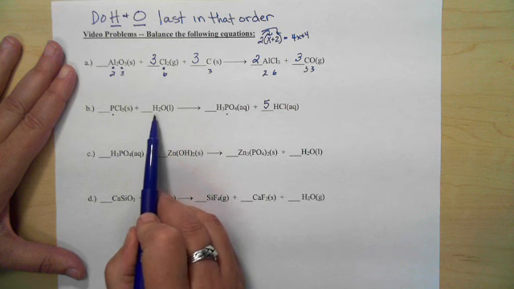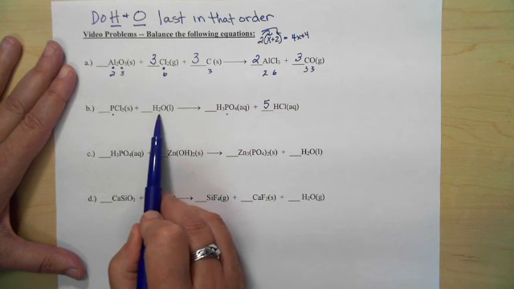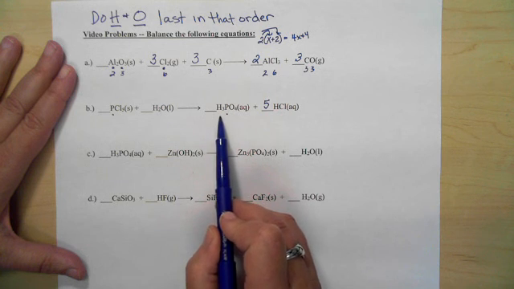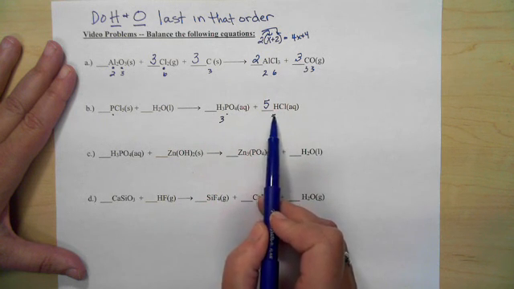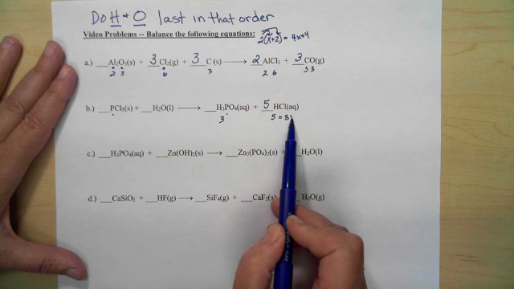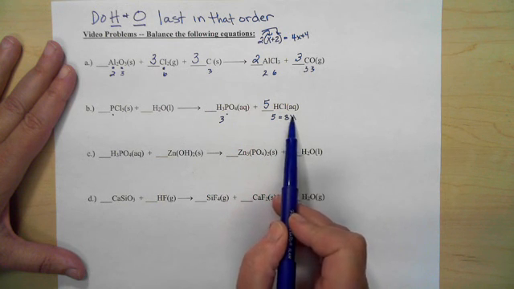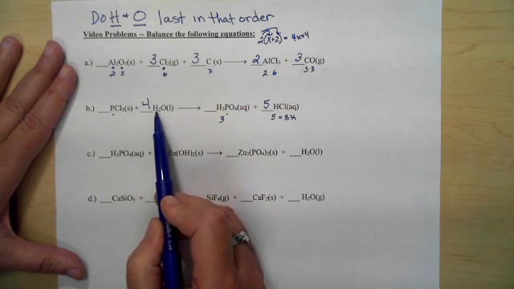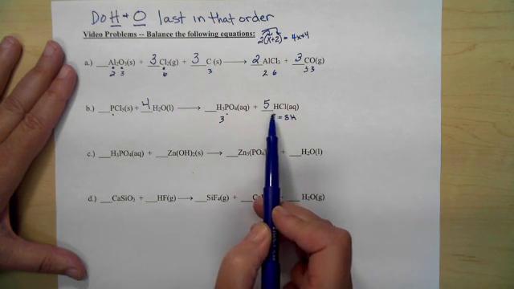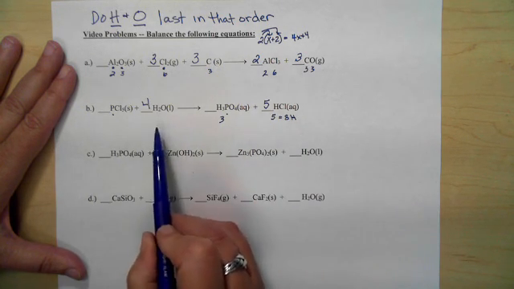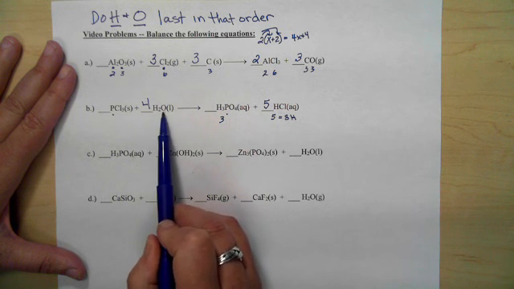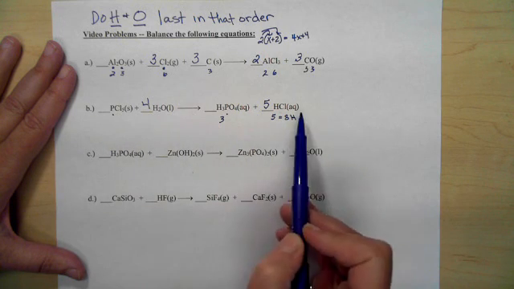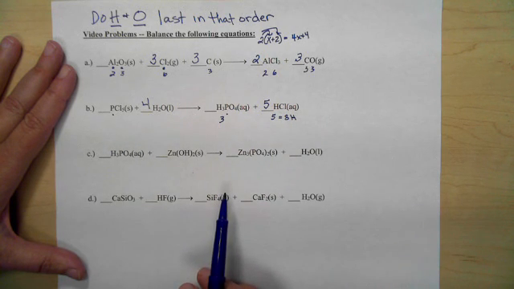We're back to the hydrogens. I've got 2 hydrogens here, but on this side I have 3 hydrogens here and 5 hydrogens there, which is 8 hydrogens. So if I need 8 hydrogens, I'm going to put a 4 here. That gives me 8 hydrogens here, 8 hydrogens here. Now let's double check the oxygens. I have 4 oxygens here, I have 4 oxygens here. I'm now balanced.